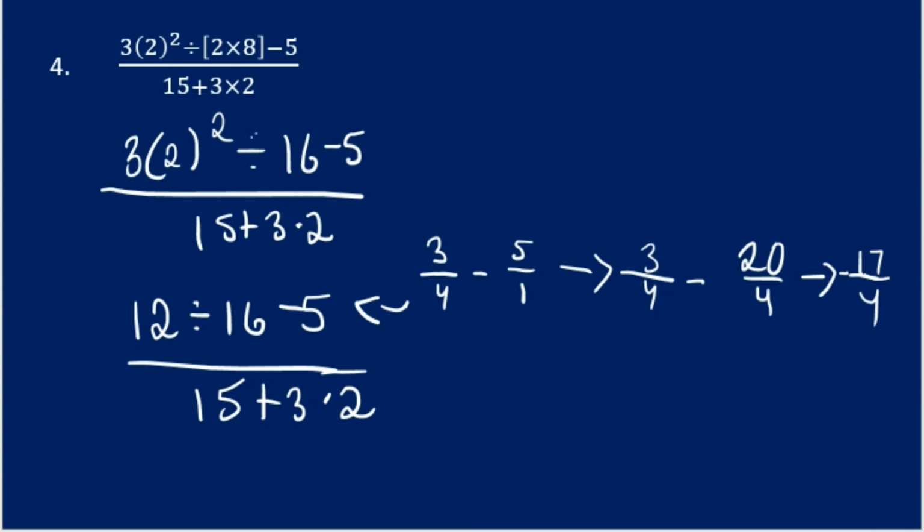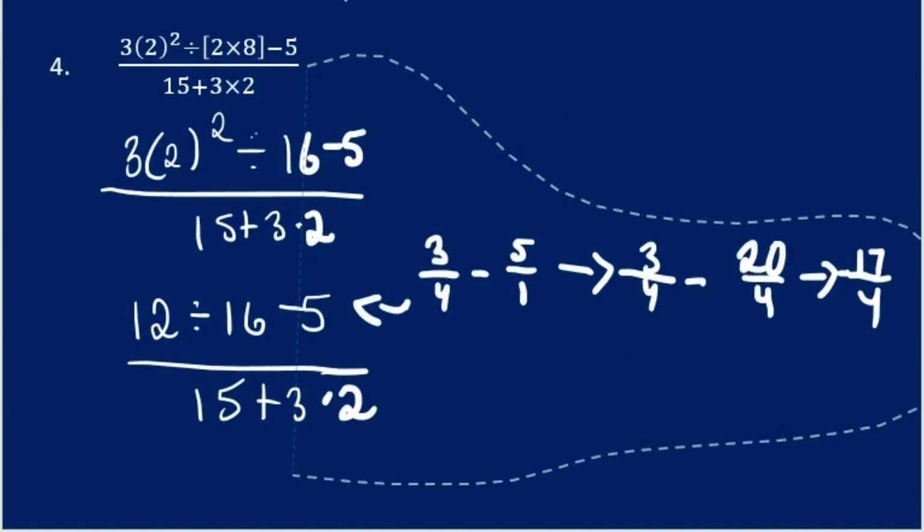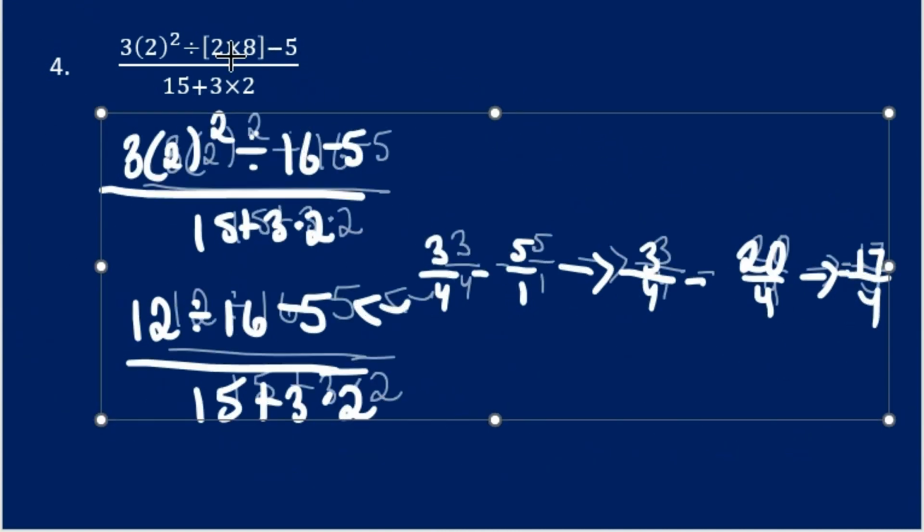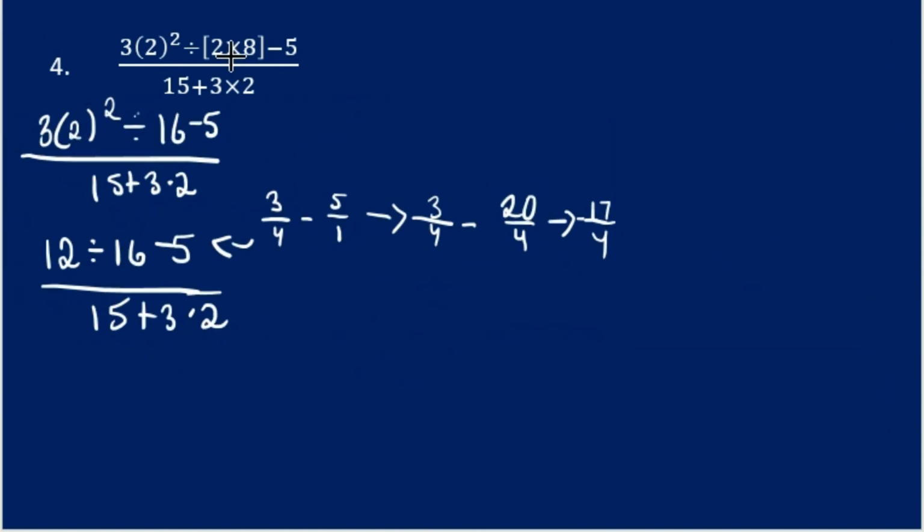So now, here, okay, I'm going to shrink this a bit for some space. Okay, there we go. So now the numerator is going to be negative 17 by 4. And now the denominator is just going to be 15 plus 3 times 2. So we're done with the numerator, but we still need to solve the denominator.